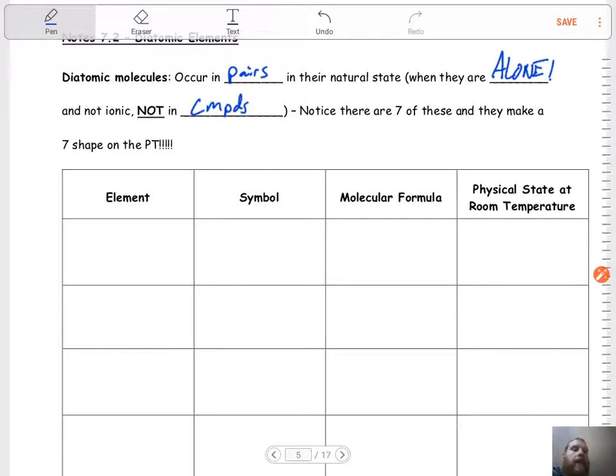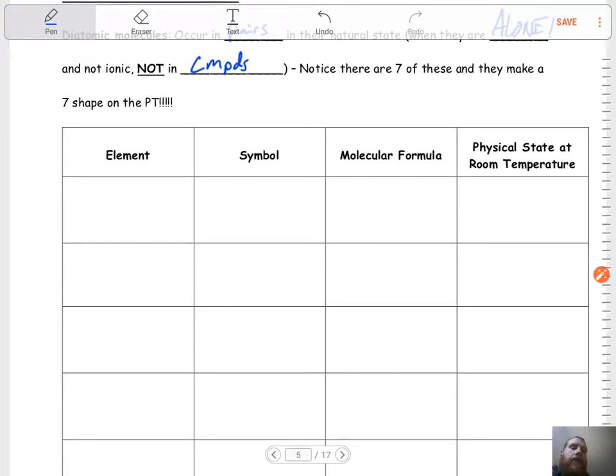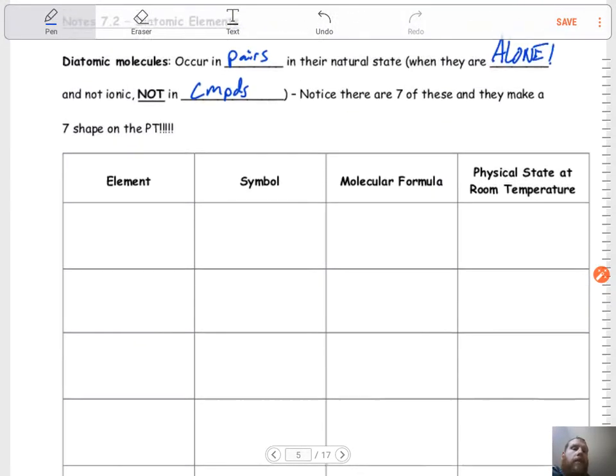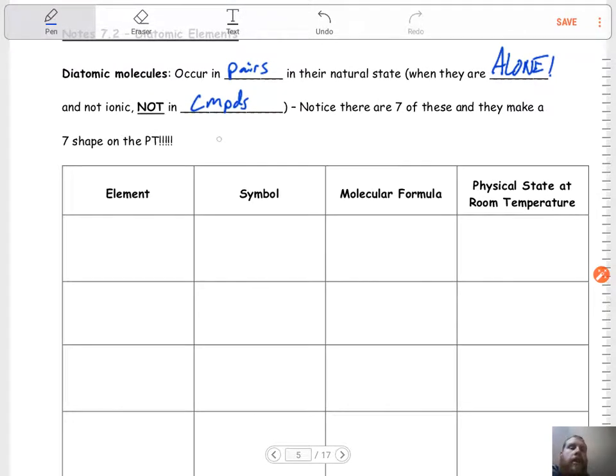There are 7 of these, and they actually make a 7 shape on the periodic table if you look at it closely. If you don't remember that, another way to help you remember it is the term Brinkelhoff. I know it sounds weird, but I guarantee you that if you remember this, this is going to be super easy for you. This is how I remember learning it. My teacher taught me this phrase, Brinkelhoff, and to this day I still remember it this way.